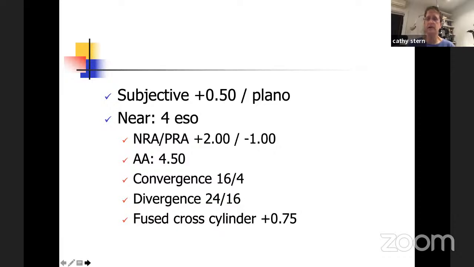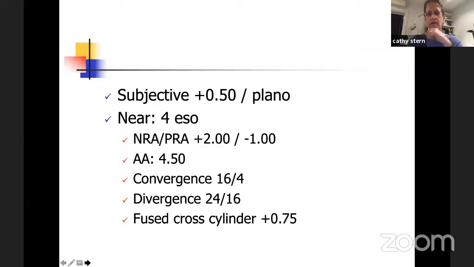When I look at that plano with the plus 50, I go, that's like having a little bit of myopia in that eye. He's ESO at near. That's not okay. His NRA, PRA is not balanced. His accommodative amplitude is low, and his recovery on convergence is low. And he's showing me that maybe plus 75 at near could be useful.